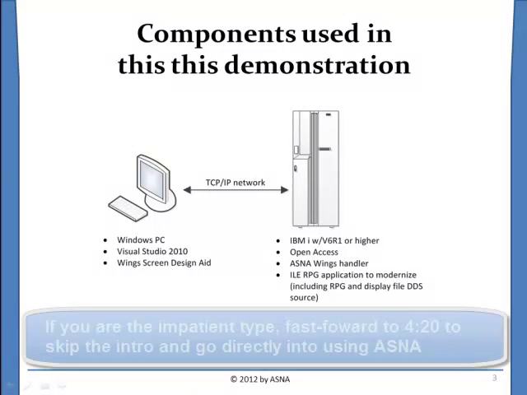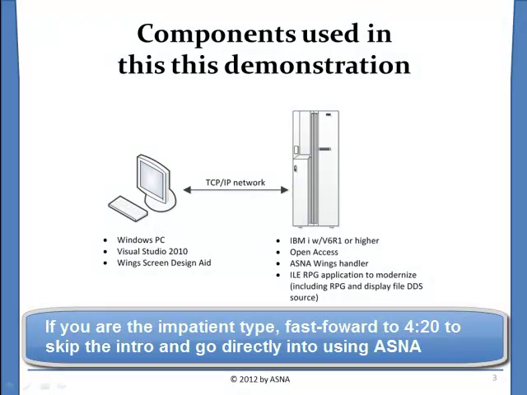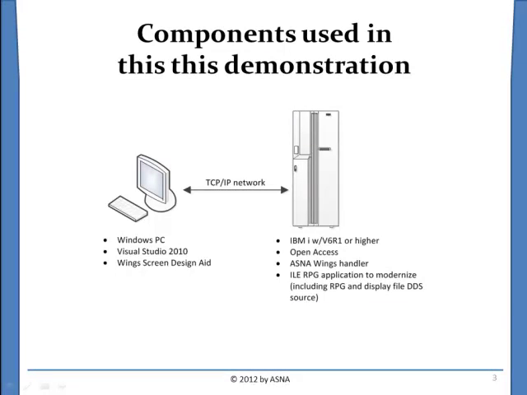To use Wings to modernize an RPG application, you'll need an IBM i running v6r1 or higher with IBM's Open Access and the ASNA Wings Open Access Handler installed. You'll also need the ILE RPG program to modernize, including its RPG and display file DDS source. You'll need a Windows PC running either XP, Vista, or Windows 7 with Visual Studio 2010 and the Wings Screen Design Aid installed. Note that for this purpose, you will not need a web server. Visual Studio provides its own built-in web server. We'll discuss the need for web servers in the deployment video.